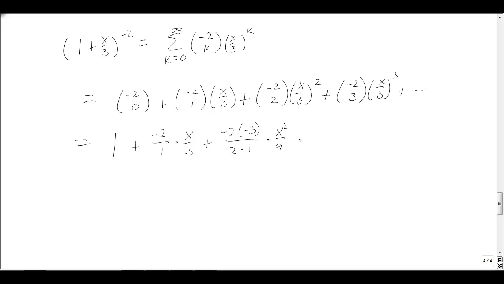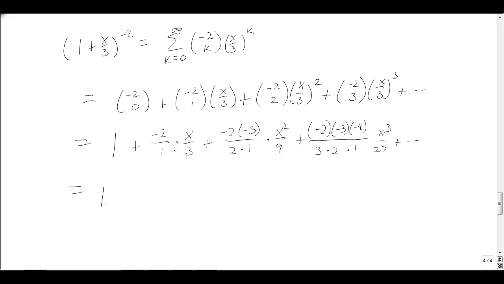3 squared is 9. And then the last one, I'm going to get a negative 2 times a negative 3 times a negative 4. I need 3 factors, 3 times 2 times 1. And I get an x cubed over 27.